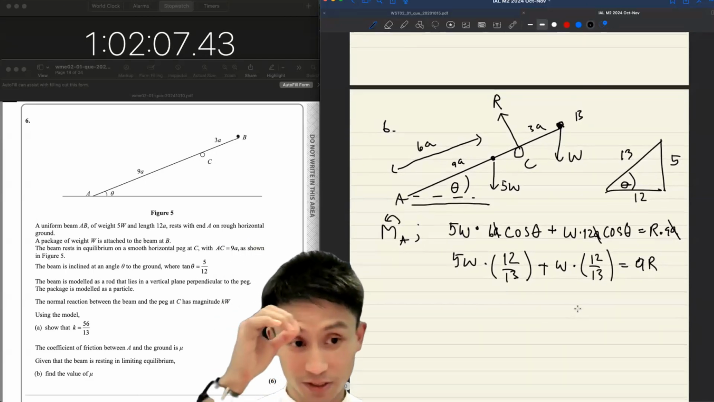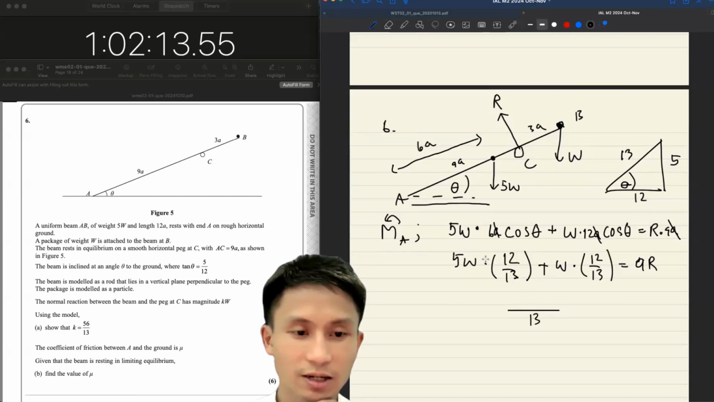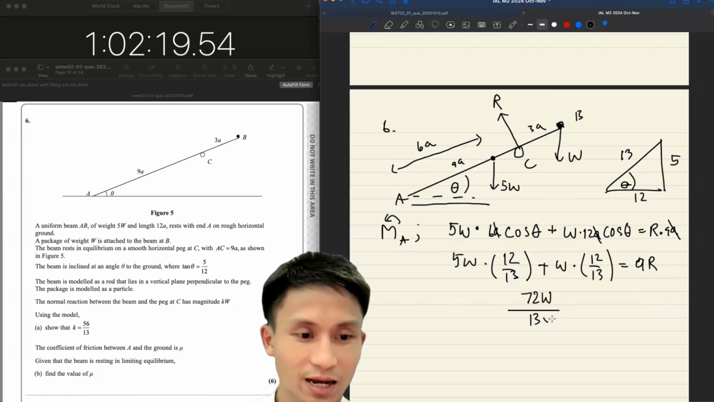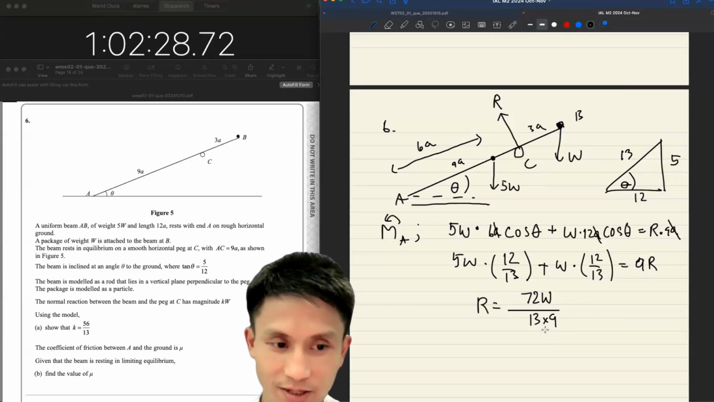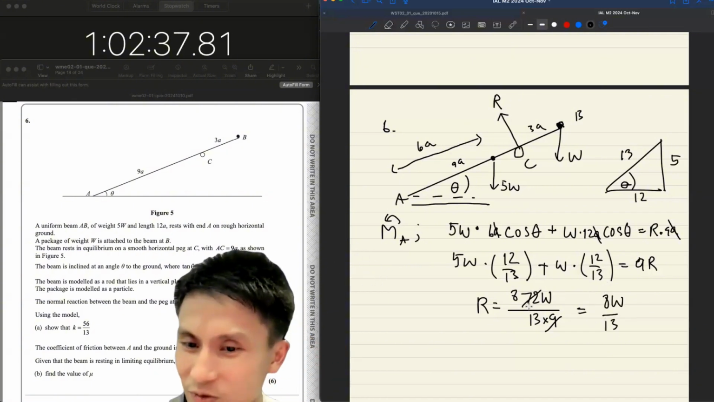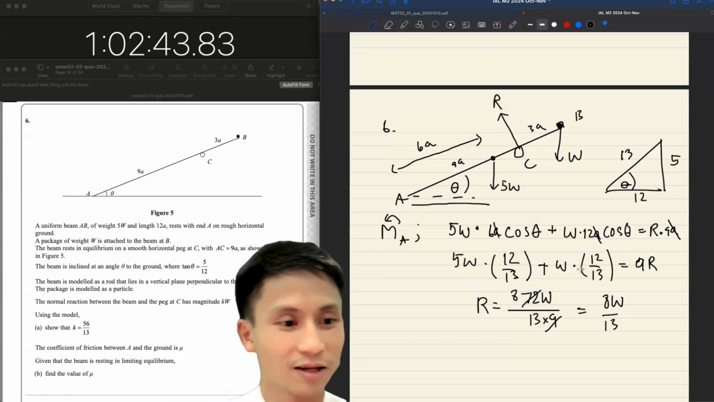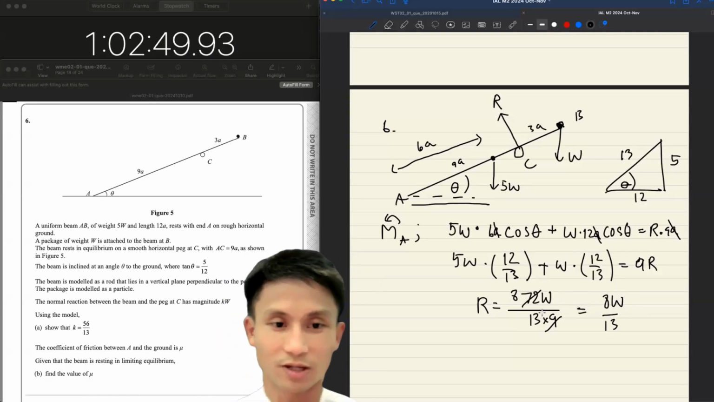So wrapping up all the terms, I'm going to have over 13 here, and this is 60W plus 12W, so that's 72W, and 9 here, moving from R, so this is going to be equal to my R in terms of W. 9 can cancel with that, get 8, so I'm getting 8W over 13, but that's not what we expect it to be. Huh. Okay, that's weird now.